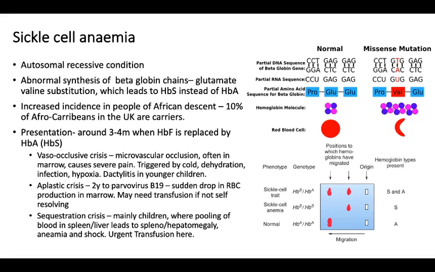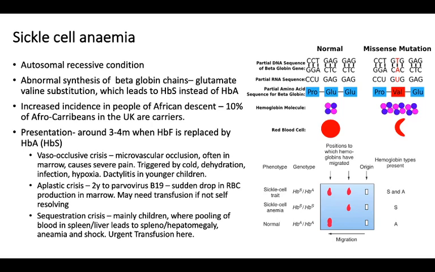So our next topic is hemoglobinopathies. There are many different kinds, but the 2 main ones we're going to focus on today in this lecture are sickle cell anemia and thalassemia. Okay, so we'll look at sickle cell anemia first.